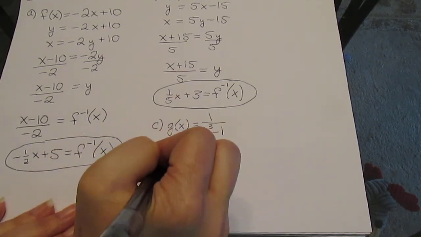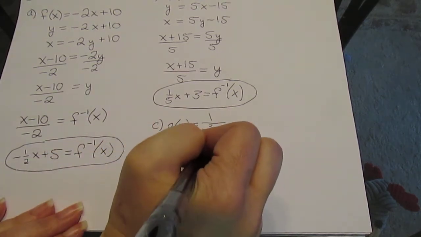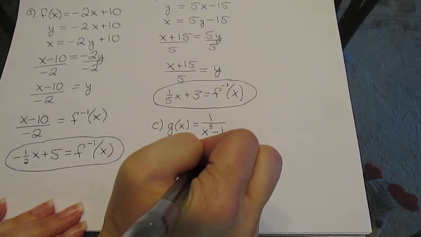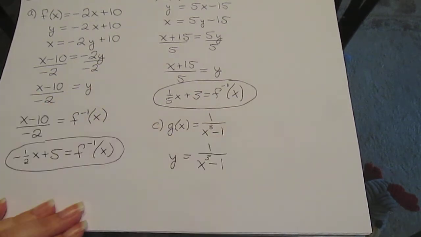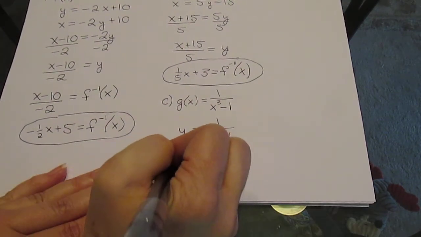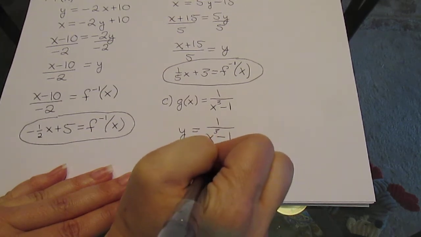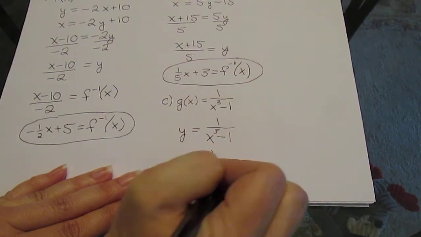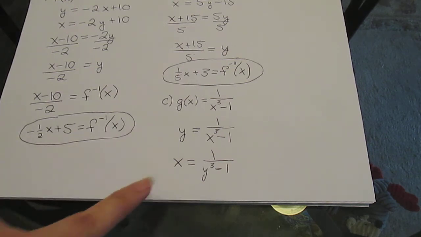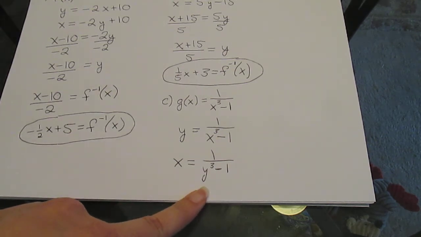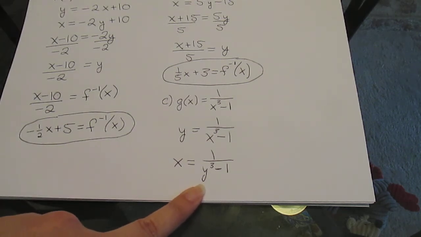I'm going to change that g of x to y. And then we need to swap our x and our y. And we need to solve for y. Well, y is in the denominator. So I'm going to cancel out the denominator by multiplying both sides by y cubed minus 1. That way I'll bring it up to the top.